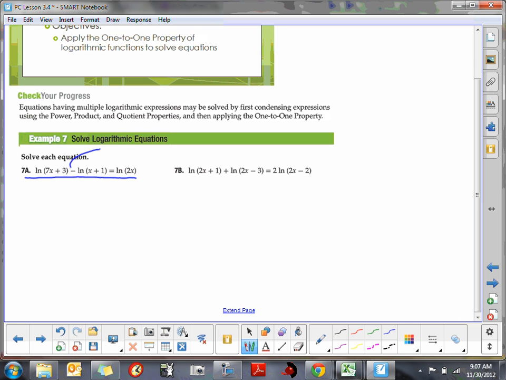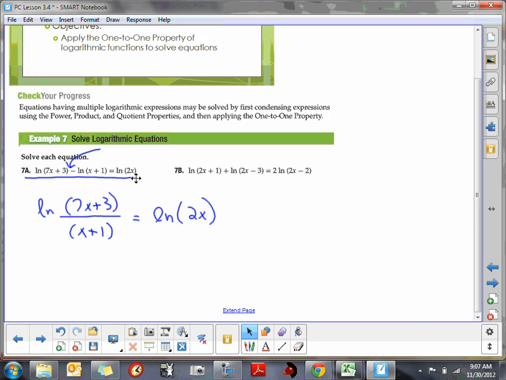So what I spot right away is a quotient rule. So I'm going to rewrite this as the natural log of (7x plus 3) divided by (x plus 1), and that equals the natural log of 2x. Now that we have a single logarithm statement on each side of the equation, there's a natural log on the left side and a natural log on the right side.